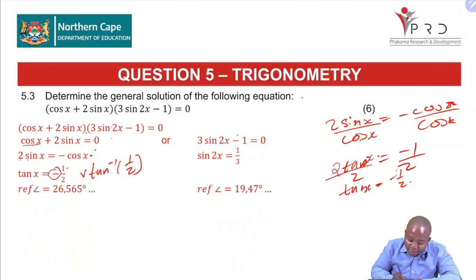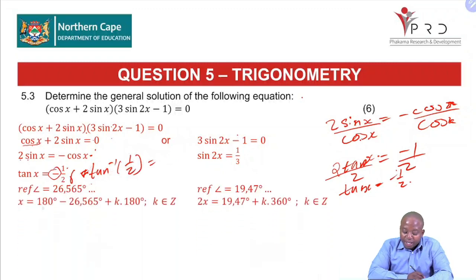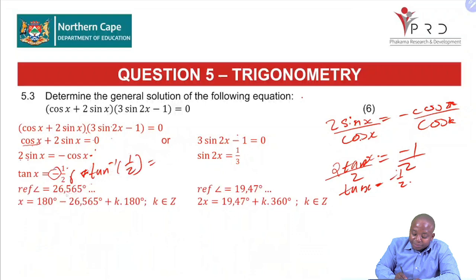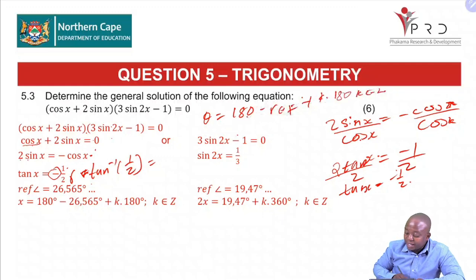To find a reference angle, so the reference angle is going to be what? Tan inverse of 1 over 2 is equal to 26.565. Then we are going to use the reduction formula or the general solution for tan. What do we do to find a general solution for tan? We remember it is theta equals 180 minus our reference angle plus k times 180, where k is an element of real numbers.